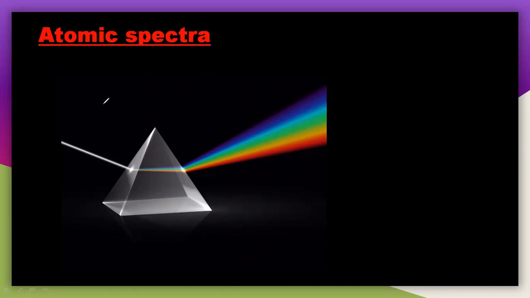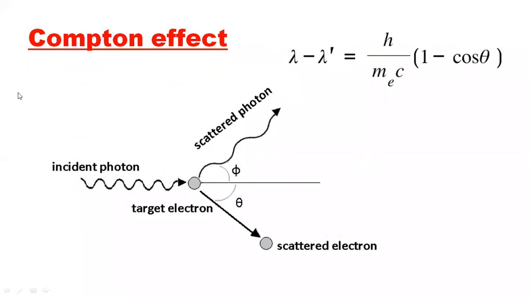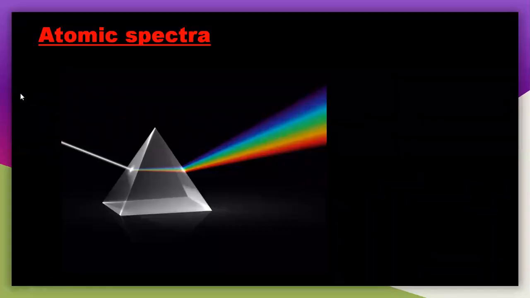Today we are going to start with the atomic spectra. This is a continuation of the last session, that is the atomic structure with the Compton effect. In the previous class, I told you about the Compton effect. Now in this session, we will discuss the atomic spectra, which will also support the particle nature of electromagnetic radiation. So what is the atomic spectra here?